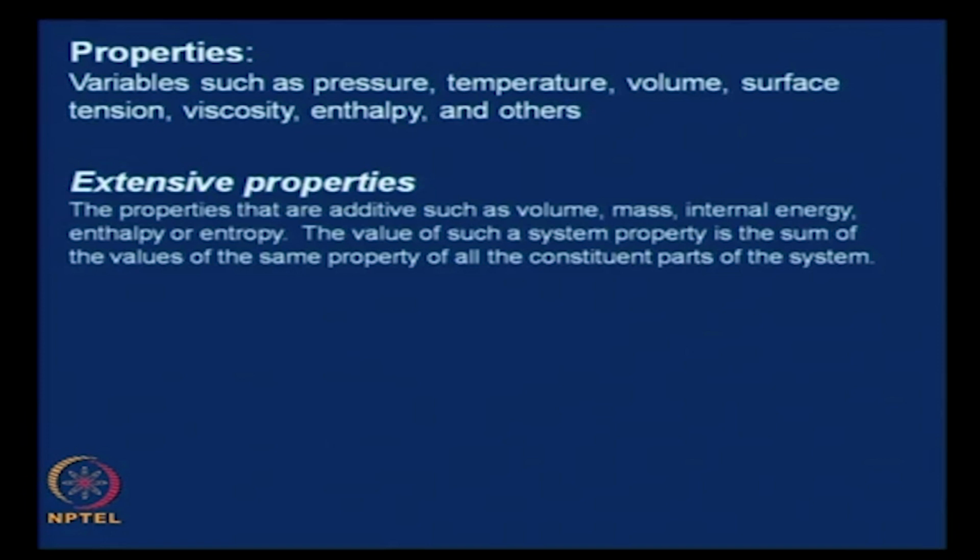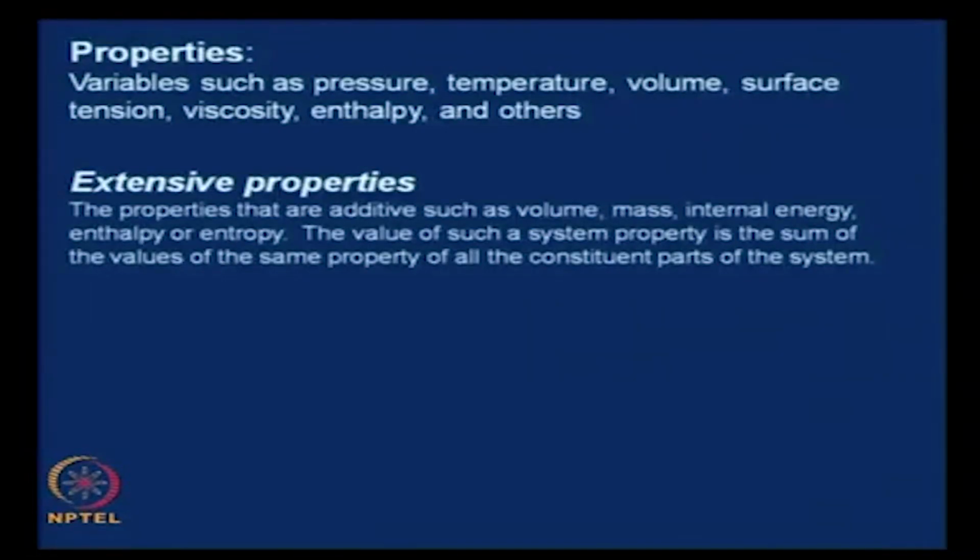Extensive properties are the properties that are additive. You have more of the substance and you have more value of the property. For example, you take some amount of a substance, you add an equal amount of the substance, the volume of the substance could be 2V if the initial volume was V. Therefore, the properties such as volume are additive, mass is additive, internal energy is additive, enthalpy is additive, entropy is additive, and so on. So the properties of the system that are additive are called extensive properties.